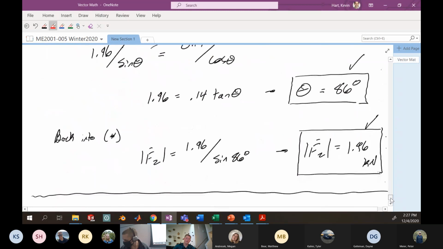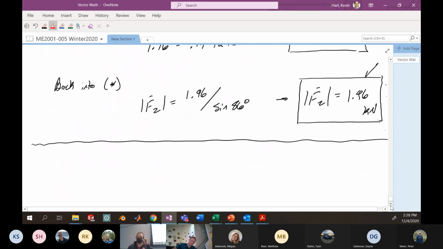Okay, other questions? All right, let us move on to the next set of notes. So I posted a new set of lecture notes on 2D equilibrium. So if you'd like to pull those up and follow along, you can do that now.